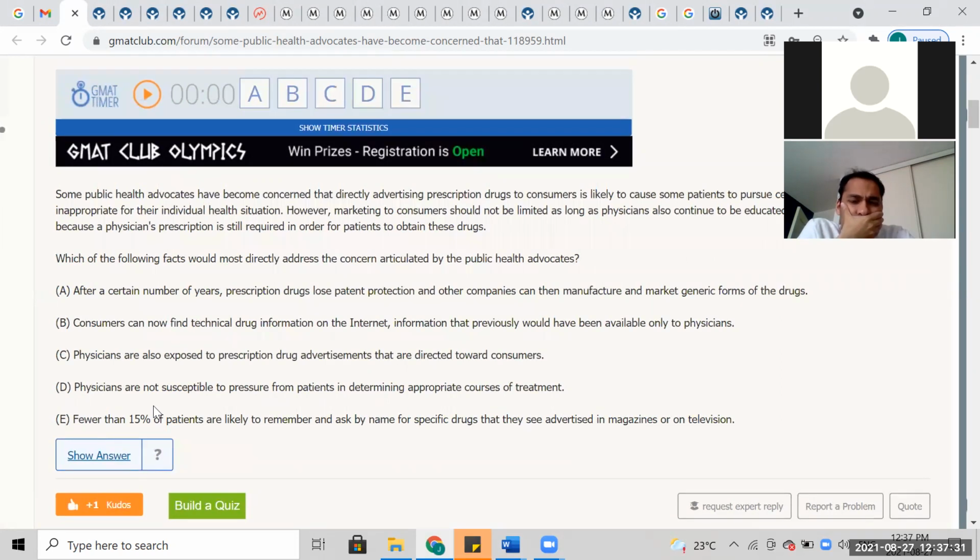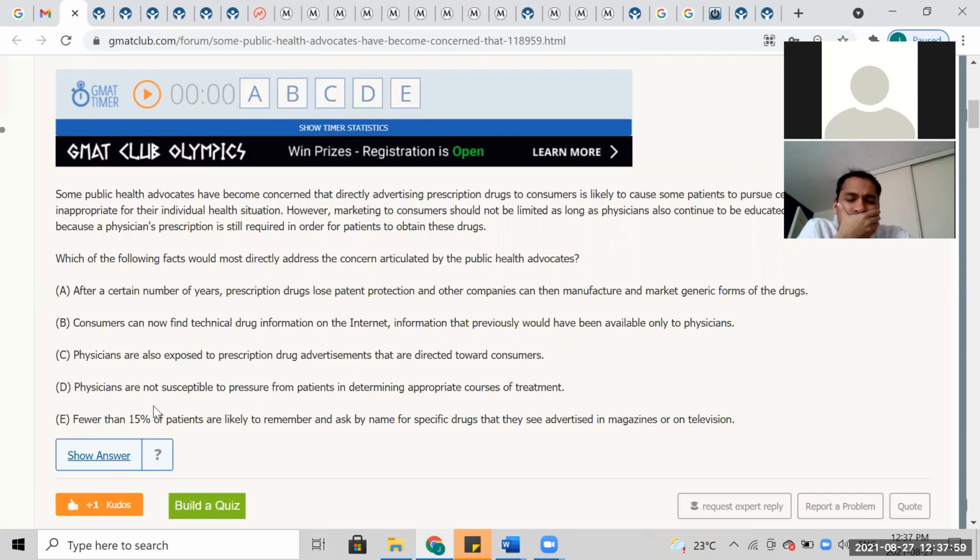Now, the first part is that prescription drugs lose patent protection, and so on. Some other company will make it, which is not important from our perspective. Consumers can find technical drug information. The fact that marketers are saying that people will still need a physician's prescription holds. Physicians are also exposed to prescription drug advertisements that are directed towards consumers.